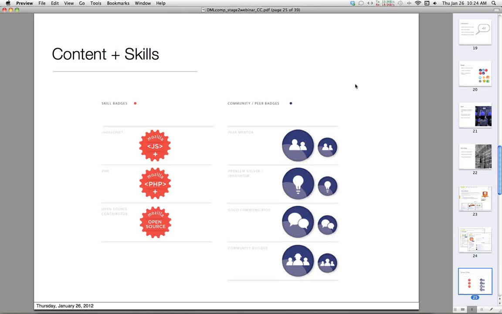We divided things up into skill badges versus community badges. Skill badges were technical requirements. What did you understand technically or learn as you went through the School of Webcraft? The community-based badges were essentially peer-reviewed badges. Were you a good mentor? Were you a great problem solver? Were you a good communicator? Were you a great community builder? These are valuable characteristics for people to have, but they often are the things that get left in the dust. So the more that your badge system can build in the soft skills and recognize that all of these human interaction skills are vitally important, the better off the badge system can be.